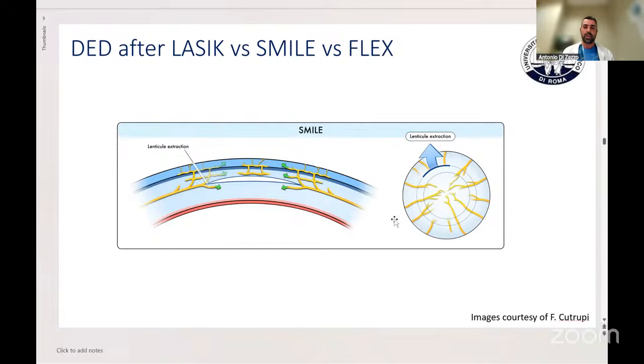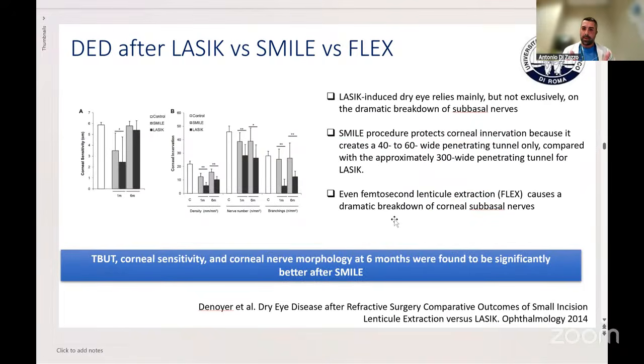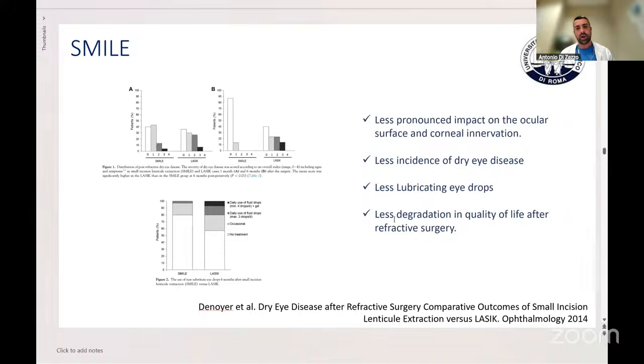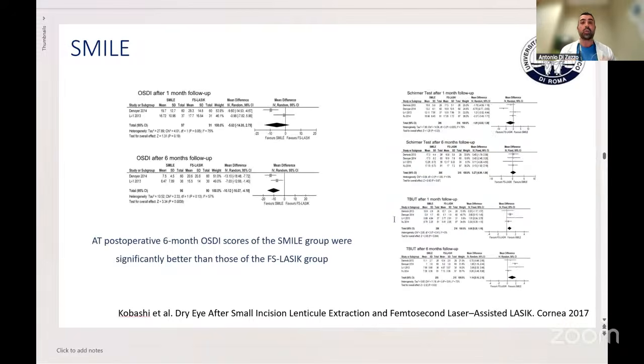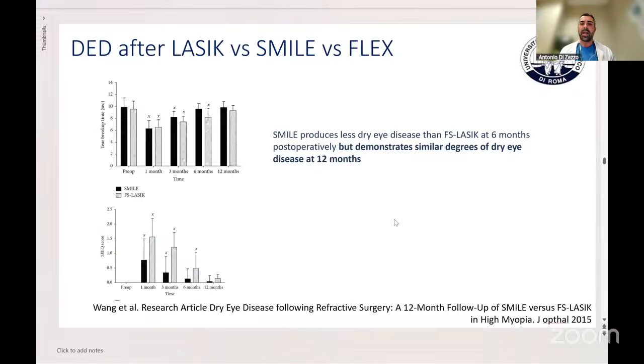SMILE, yes, is better. We have less damage because the wound channel is 40-60 degrees, so shorter compared to femtoLASIK. Tear breakup time, corneal sensitivity, and corneal morphology are much better compared to LASIK at 6 months. And obviously we need fewer drugs, fewer lubricating eye drops, and there is less degradation of our patient's quality of life, which sometimes, as Professor Baudouin was saying, can be very detrimental. But, and this is very interesting, at 1 year both femtoLASIK and SMILE are similar. They have the same impact on the nerves and the same risk of dry eye.